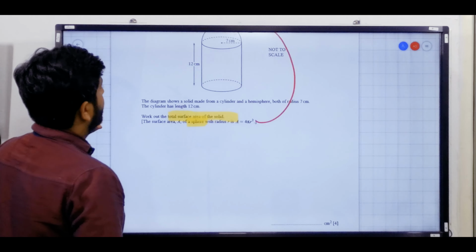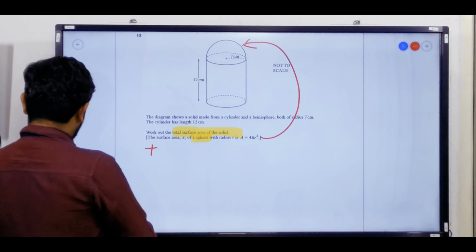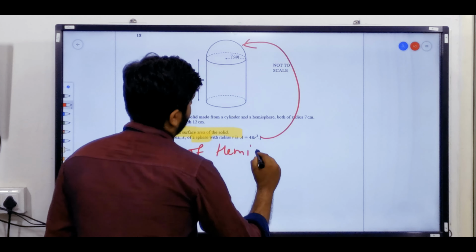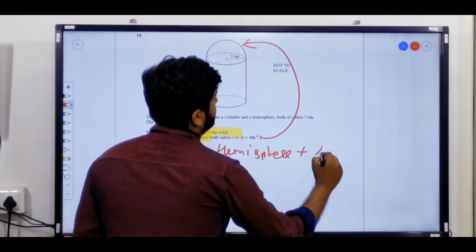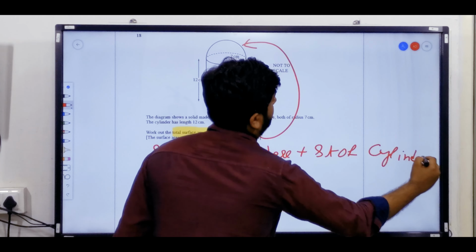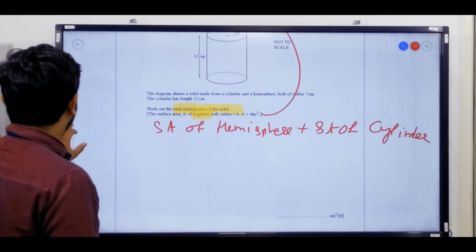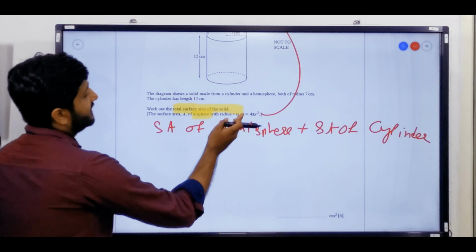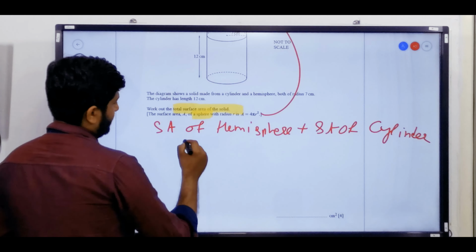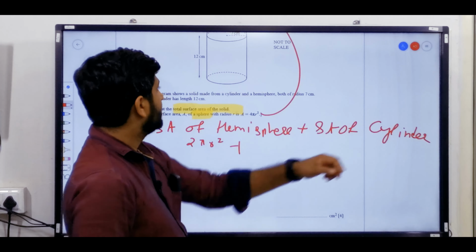So now what will be the total surface area? The total surface area will be the surface area of the hemisphere plus the surface area of this cylinder. Now this cylinder is somewhat special. Let me tell you how. First, let us find the surface area of the hemisphere. Half of 4 pi r square, divided by 2, which is 2 pi r square. Now, surface area of the cylinder.